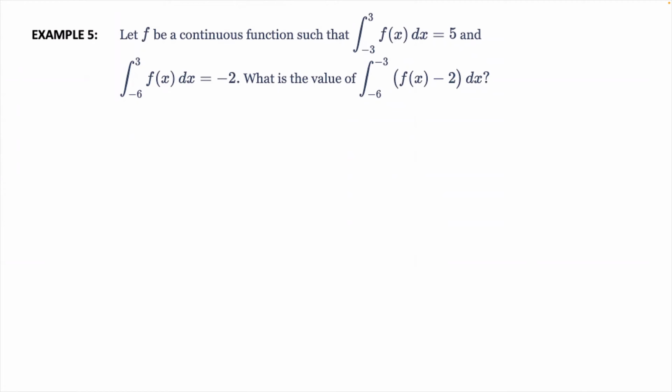it's nothing new, okay? So f is a continuous function so that from -3 to +3, the area is 5. And from -6 to +3, the area is -2. What is the value of the integral from -6 to -3 of f of x minus 2?